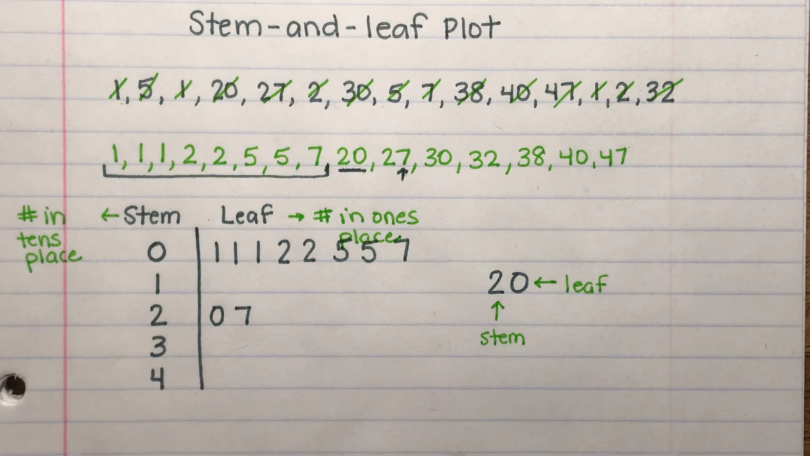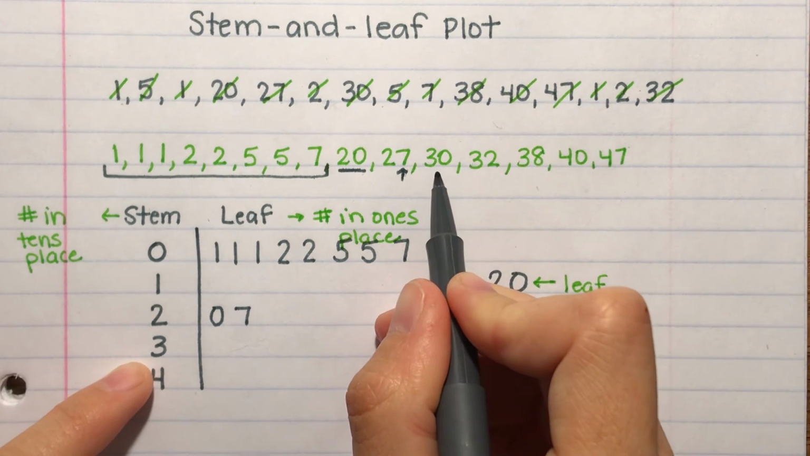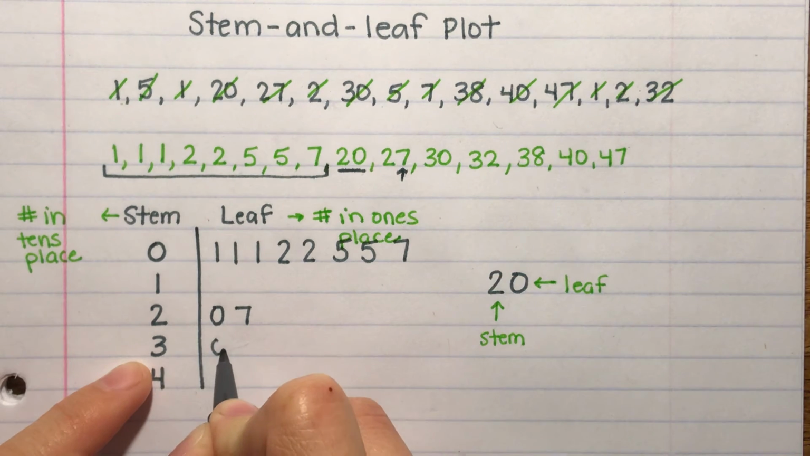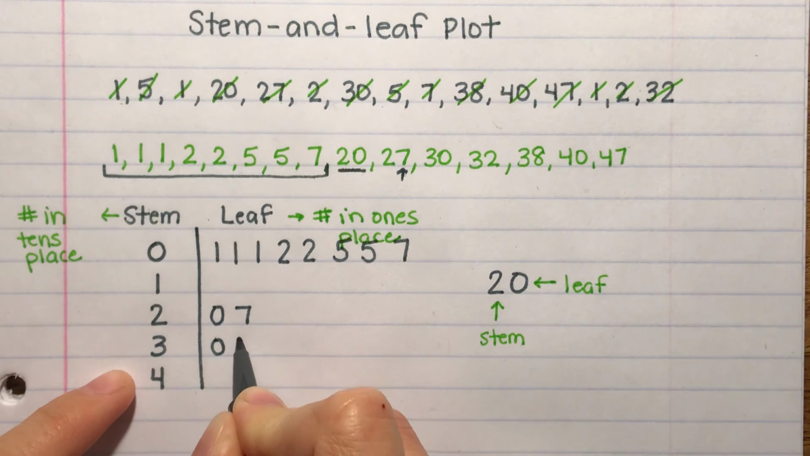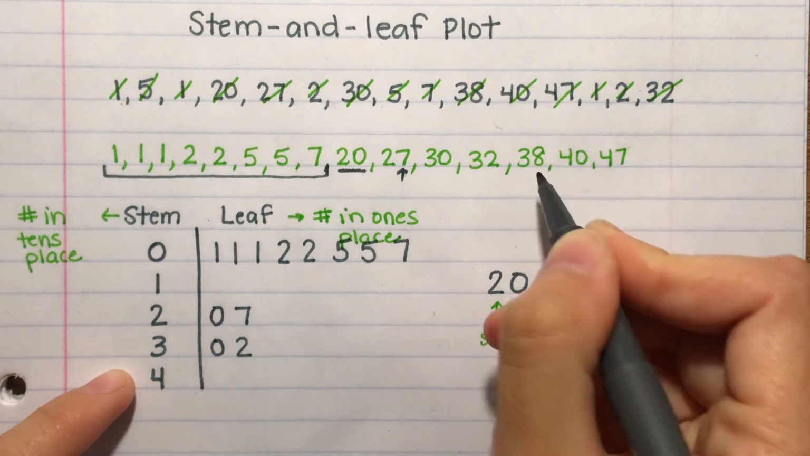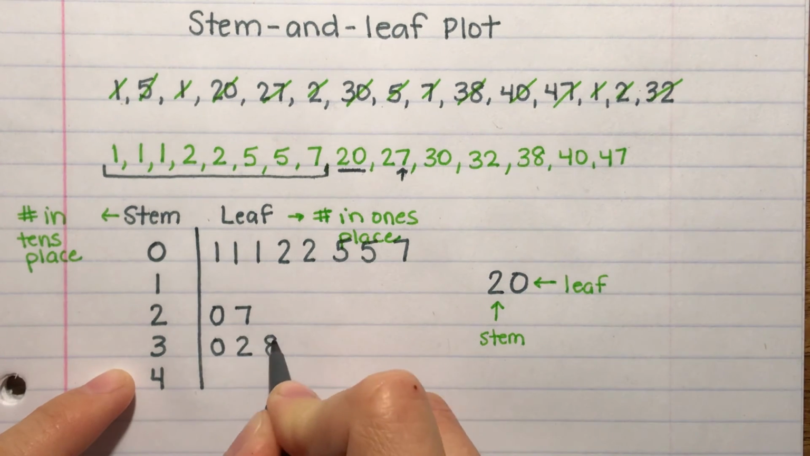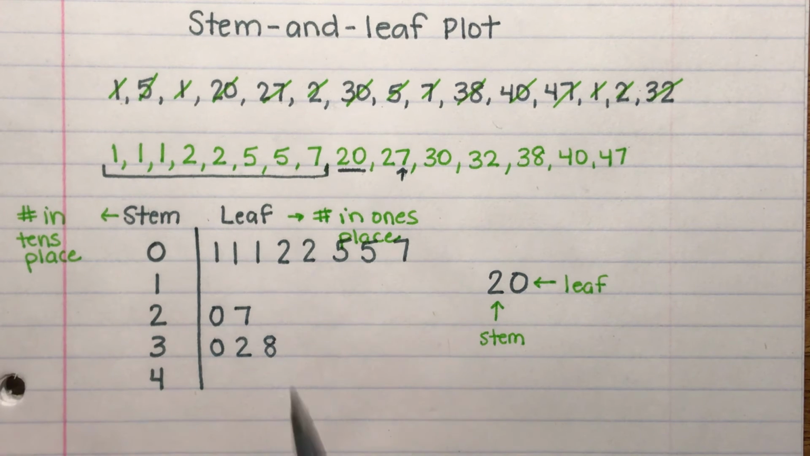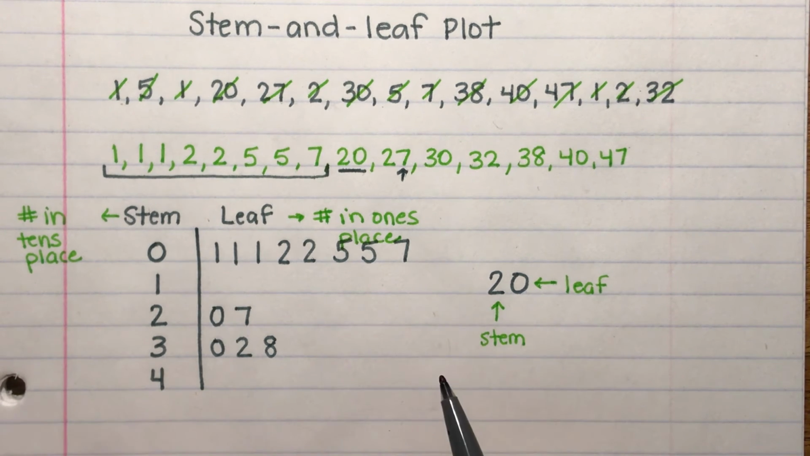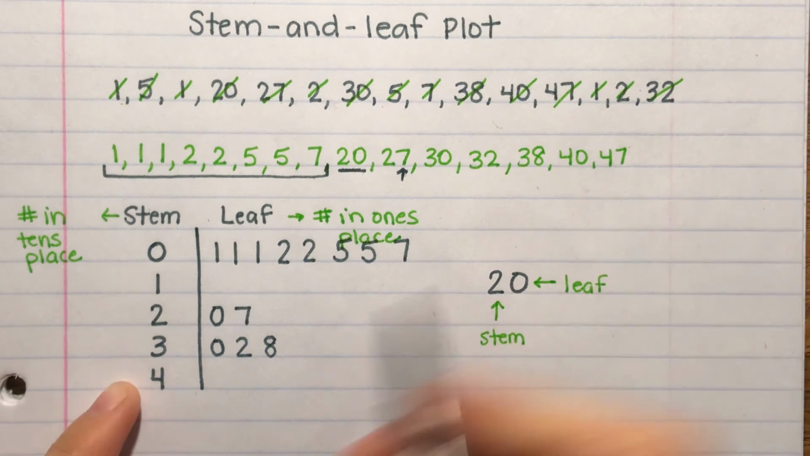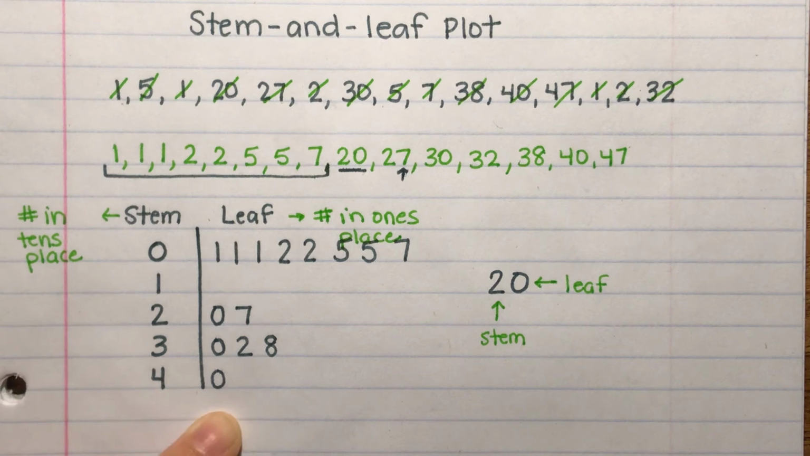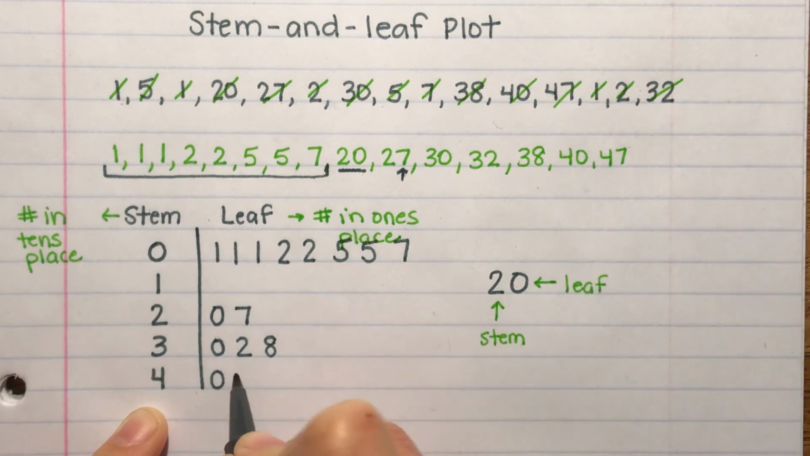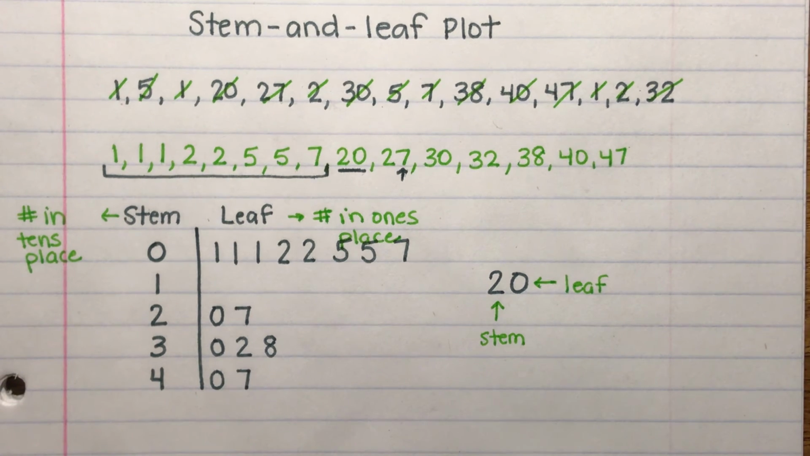All right, I'm going to do the same thing for 30s. So 30, I'm going to only write down the 0. For 32, I'm only going to write down the 2. For 38, I'm only going to write down the 8. If you like putting commas in between these numbers just to remember that they're all separate, you can do that. All right, and then same with 40s. 40 just gets a 0 because I've got the 4 here, and then a 7 for 47.